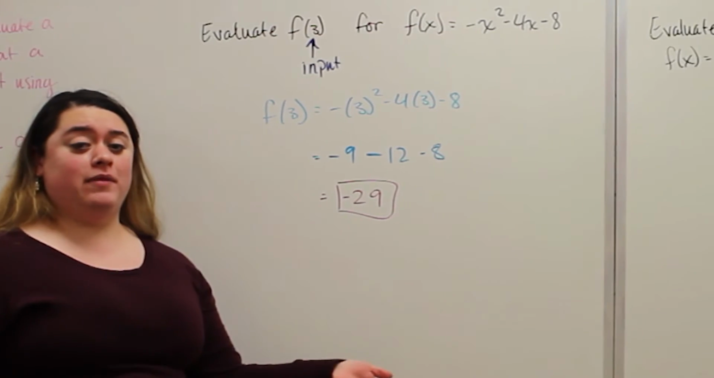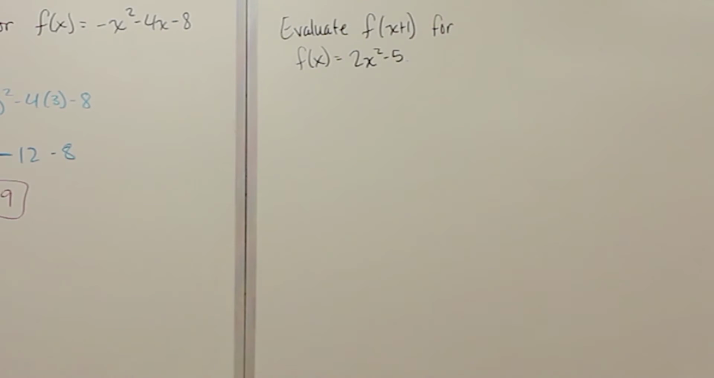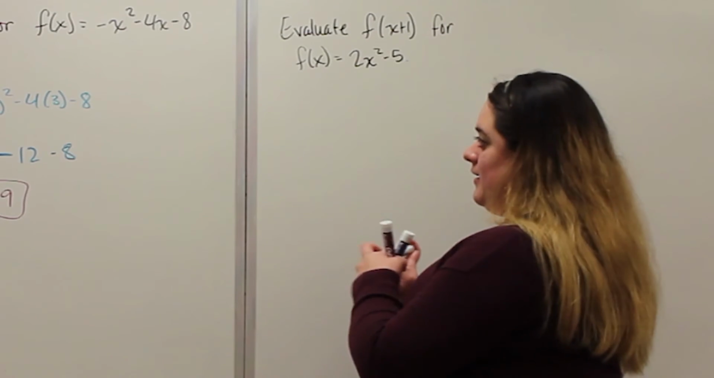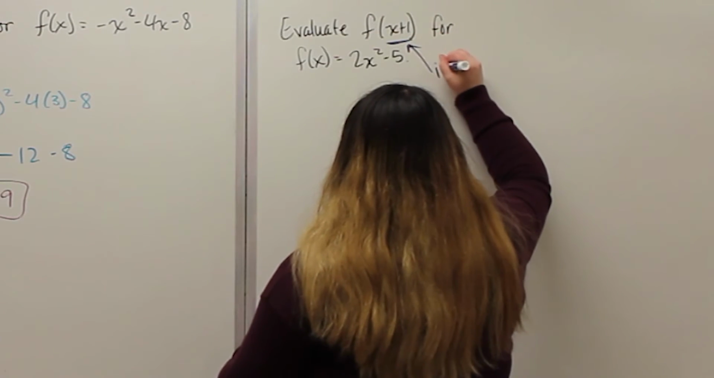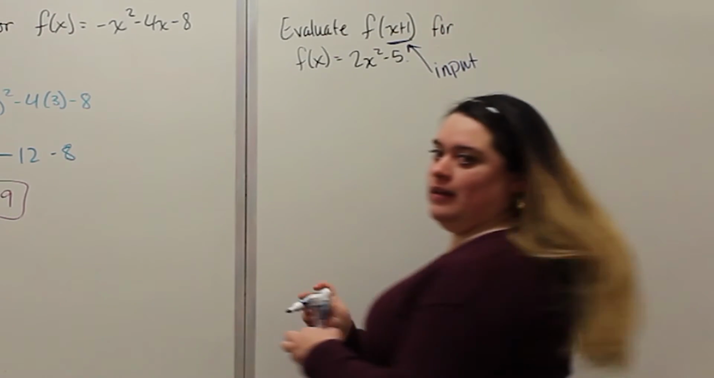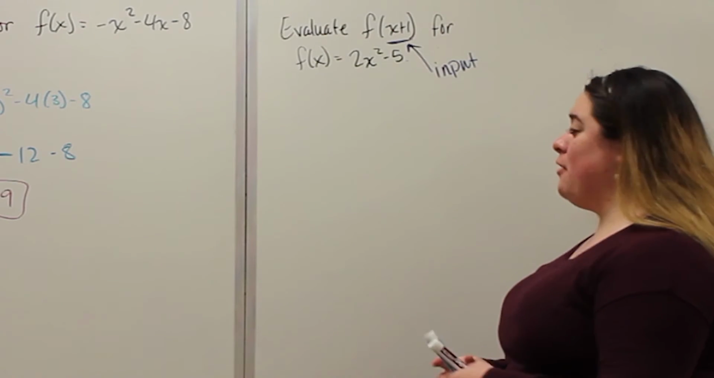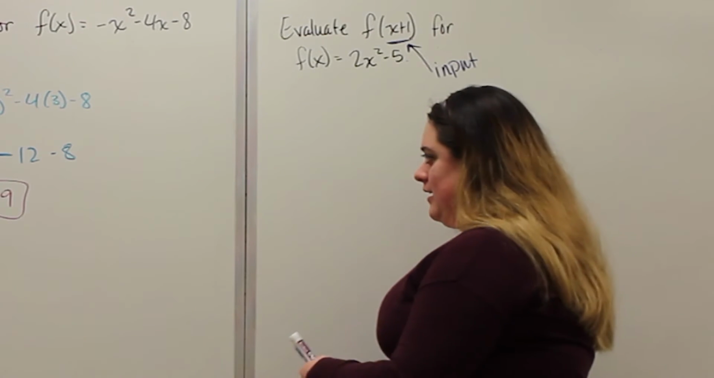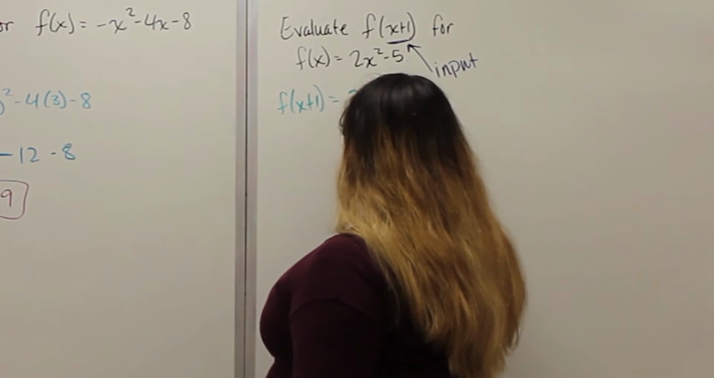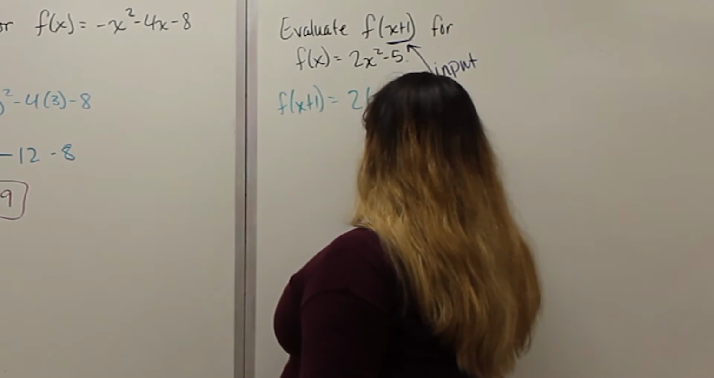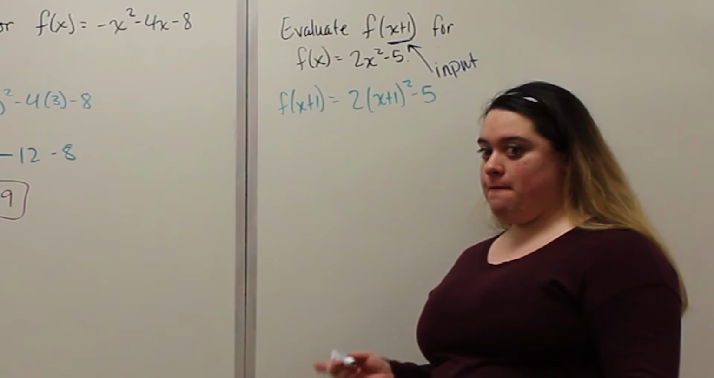That's great, but what about when we have an expression? Like on this next example, evaluate f of x plus 1 for f of x equals 2x squared minus 5. Same idea. Here's our input. I'm going to make sure that I use the same colors. Okay, this is our input. And I am going to plug that in for any x's in my actual function. So I've got f of x plus 1 equals 2 times x plus 1 squared minus 5.